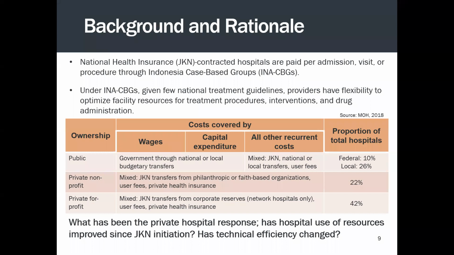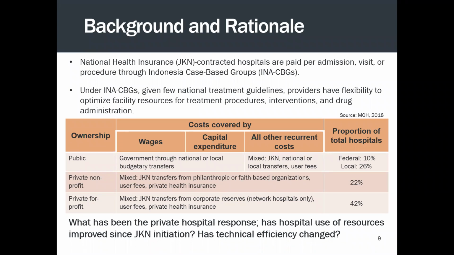Because Indonesia does not have many national treatment guidelines, excluding services for diseases like HIV and tuberculosis, which are traditionally donor-funded, providers have some flexibility to optimize facility resources for treatment procedures, interventions, and drug administration. Some suggest that there are increased instances of overtreatment, financial strain on hospitals, and possible compromises in quality of care.